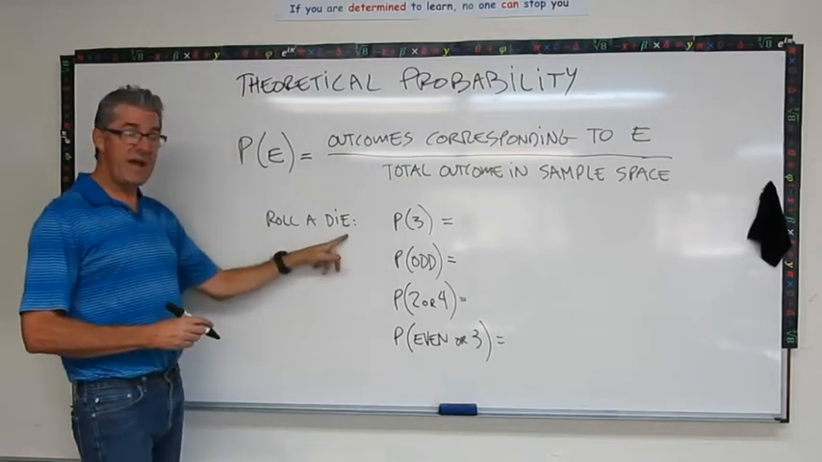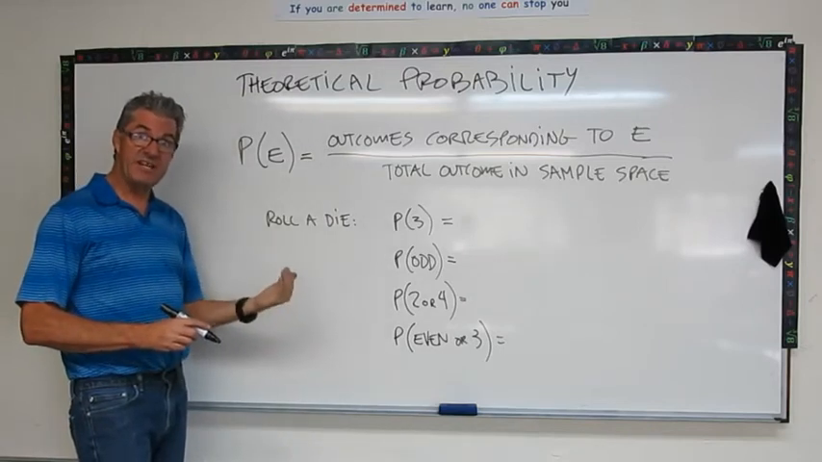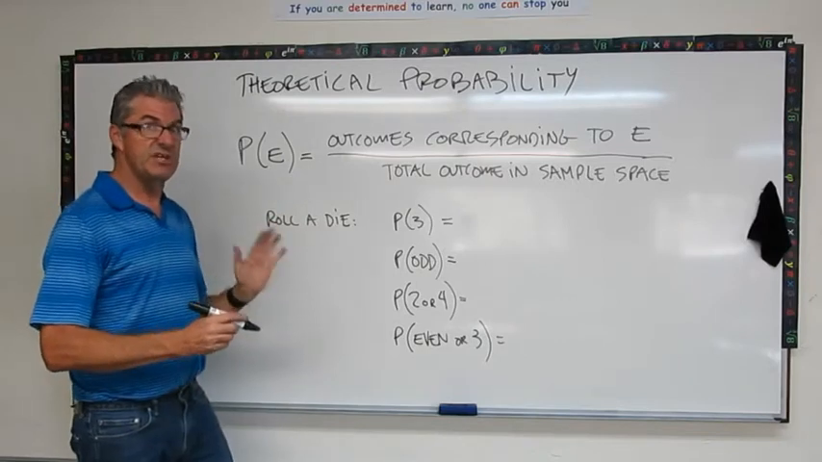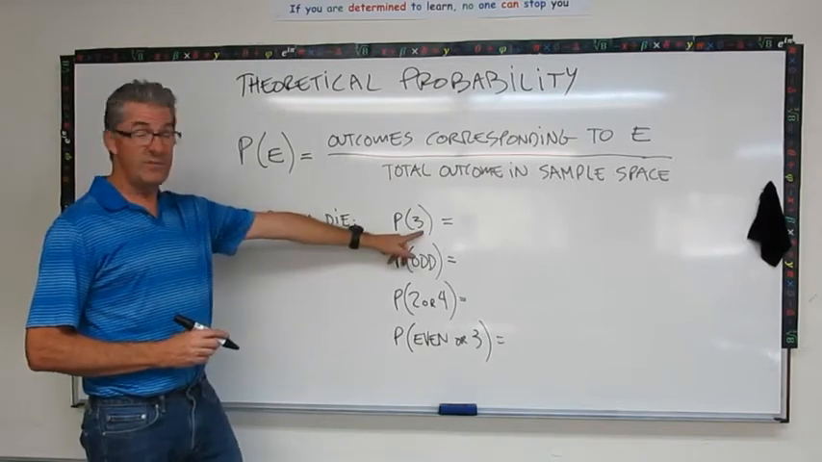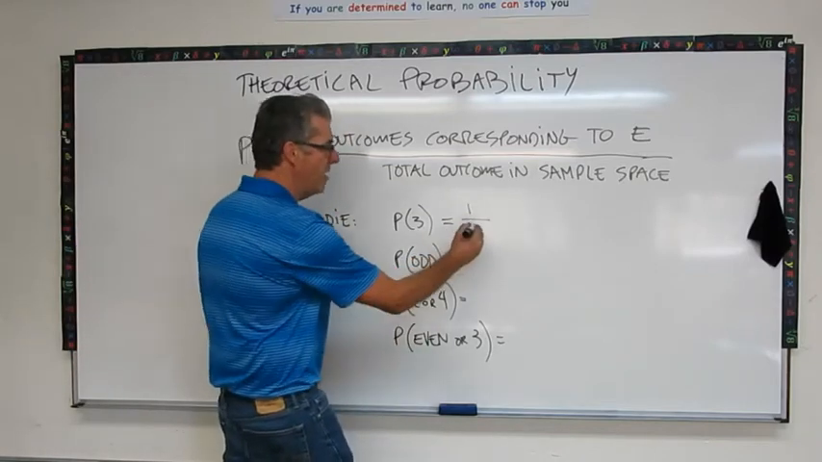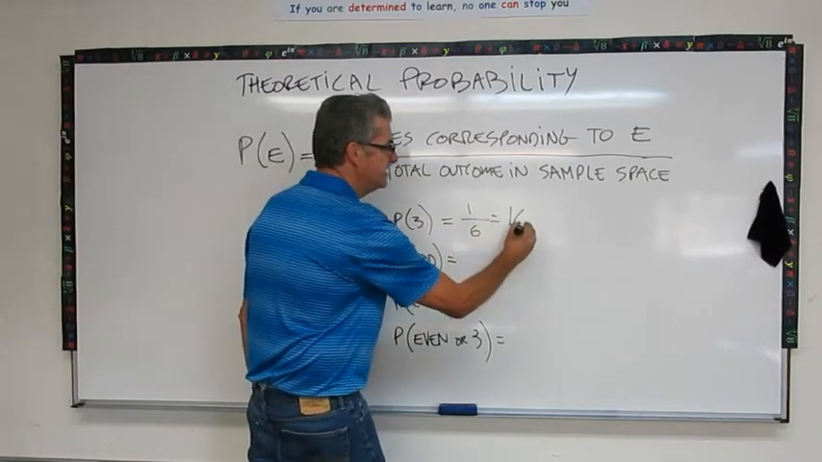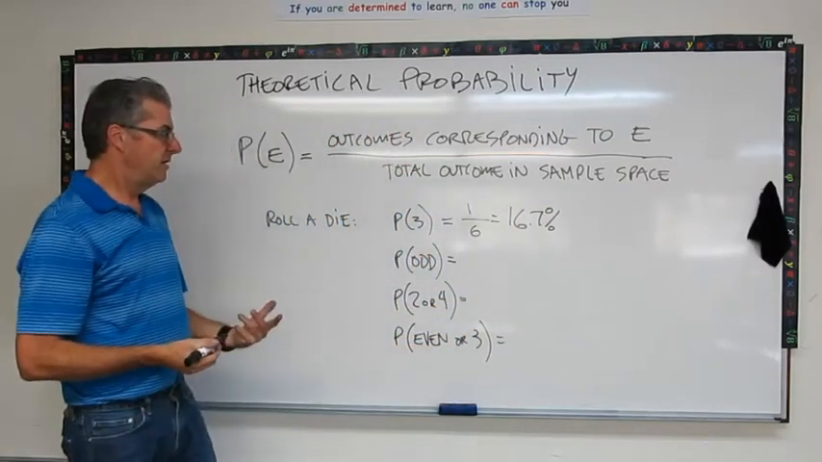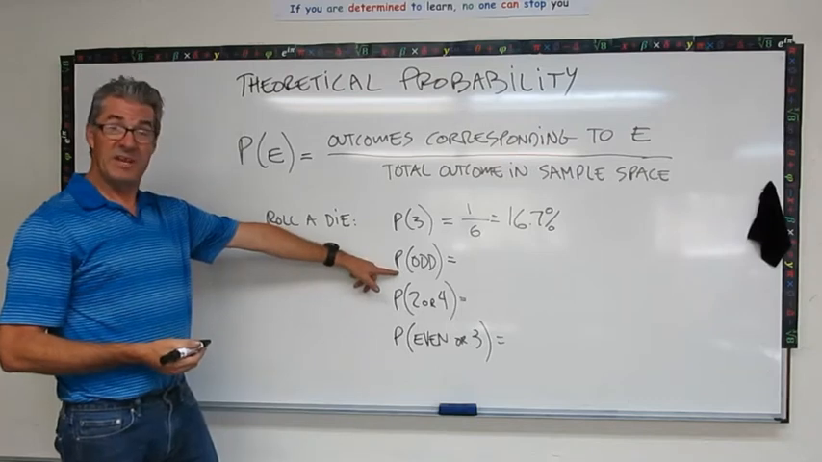So we're going to go back to rolling a die. Remember, a 6-sided cube with numbers 1 through 6 on each side, each option equally likely. So what's the probability of rolling a 3? We kind of did this one with a 5 a minute ago. This would be 1 out of 6, or 16.7%. Okay, pretty straightforward.